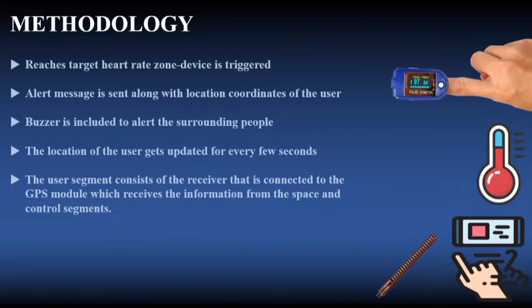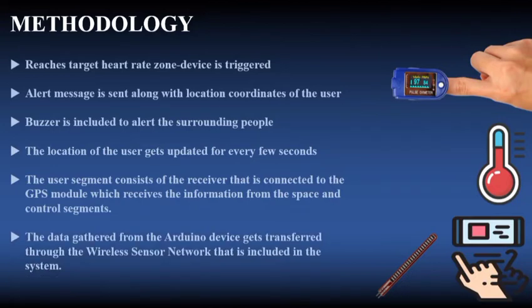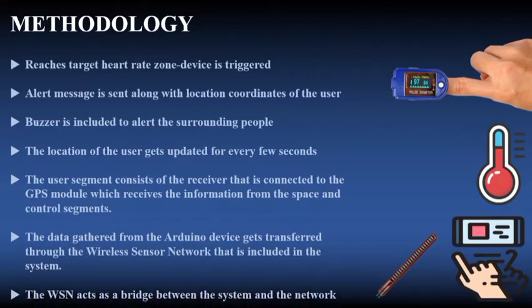The location details will be calculated by a GPS module and sent to the care centers using a GSM module. This collection of sensors is called a wireless sensor network, and the data gets gathered from the Arduino device and transferred through this WSN. So the WSN acts like a bridge between the system and the network.